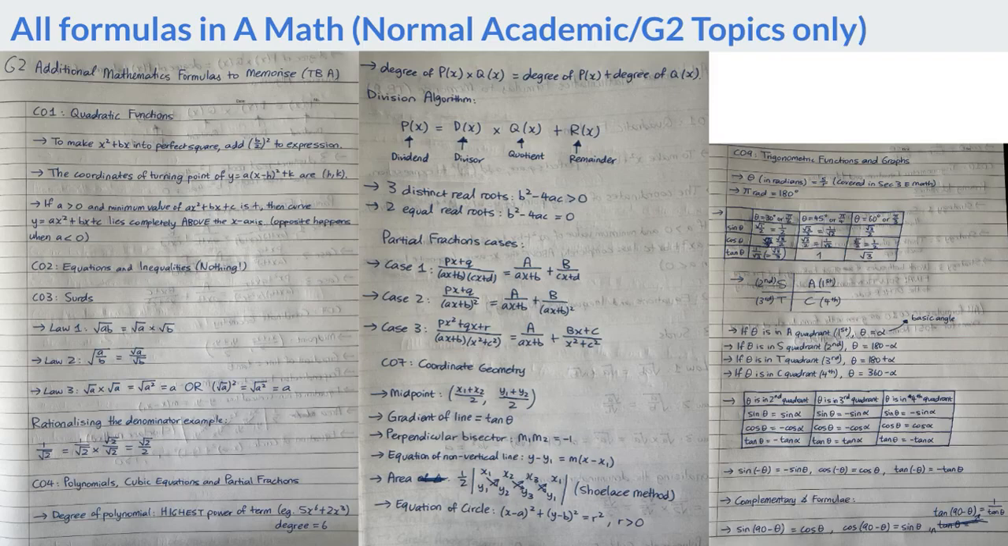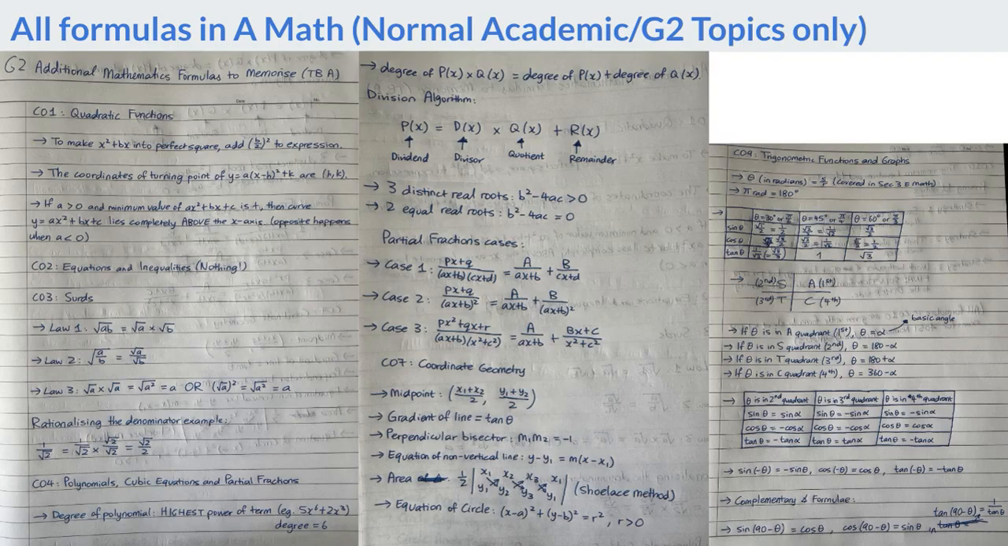Next one, I gave you an example of rationalizing the denominator. Basically it is when you multiply by the reciprocal of the denominator. So basically it's like 1 over root 2. The reciprocal is root 2 over root 2. If you don't believe me, you can go and try it out. It is correct. It will give you root 2 over 2.